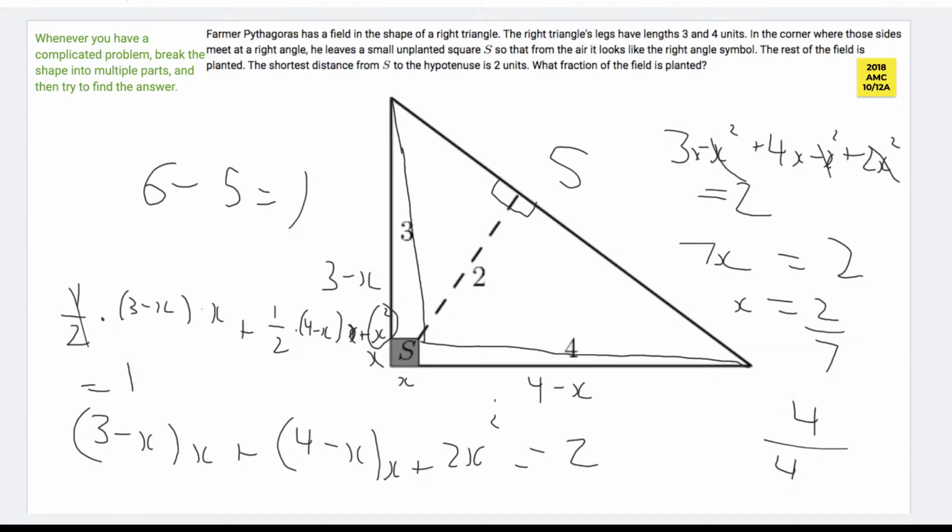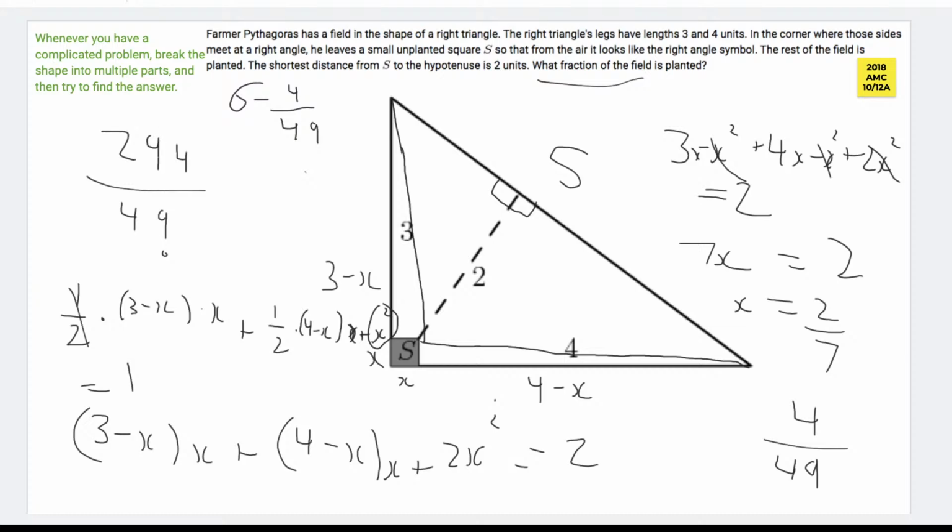Now to find the ratio of what fraction of the field is planted, we know that the area of the entire field is 6. So the area of the planted region is 6 minus 4 over 49. Now it's time to compute that. You take the LCM, which is obviously just 49. 49 times 6 is 294. 294 minus 4 over 49, and you get 290 over 49.